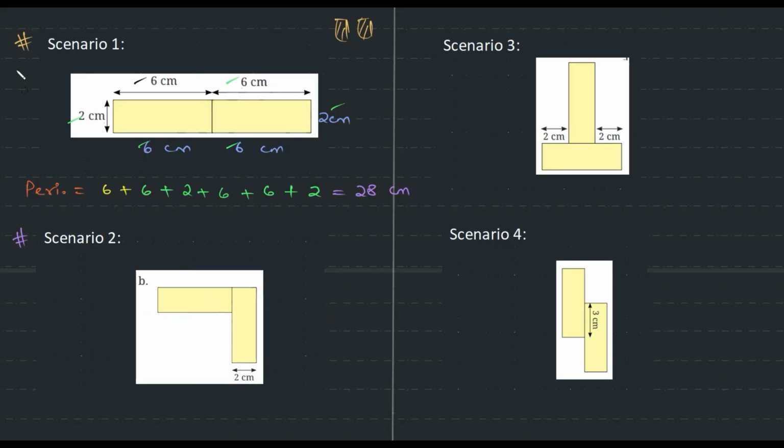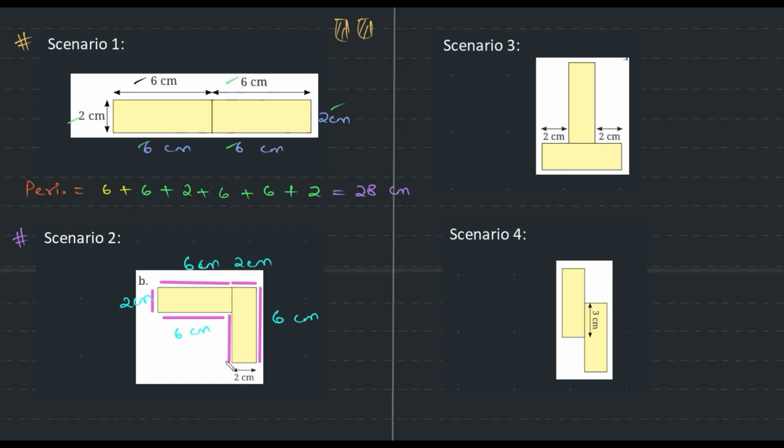I was not very happy with it. Let me redo this. This is 6. This is certain length. This is certain length. This is certain length. This is certain length. And this is certain length. This is how much? This is 6 centimeter. This will be 2 centimeter. This will be 6 centimeter again. This is 2 centimeter. This also is 6 centimeter.